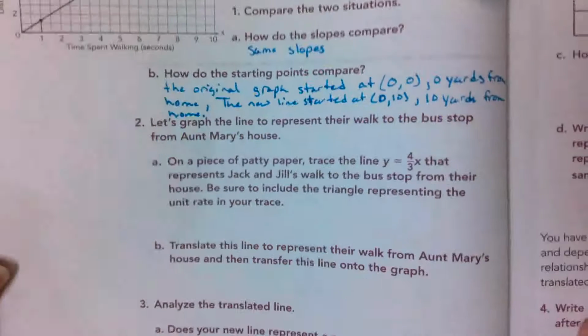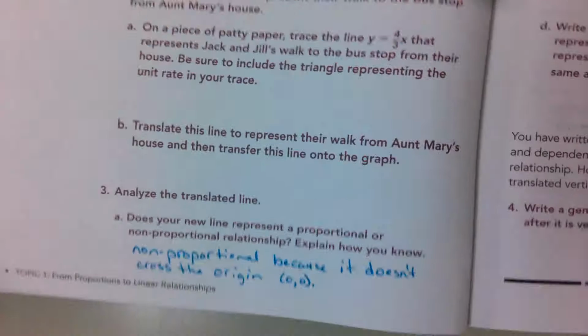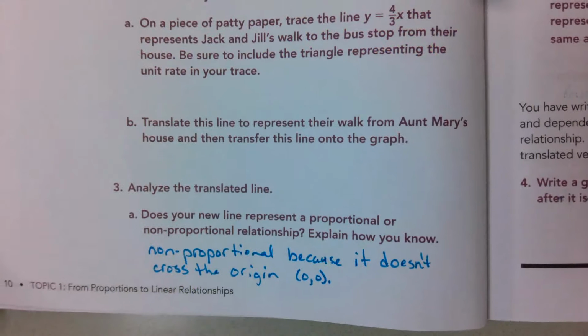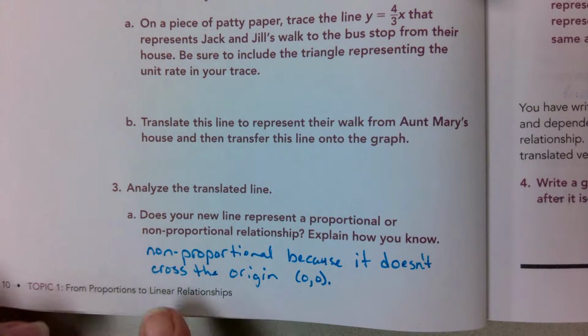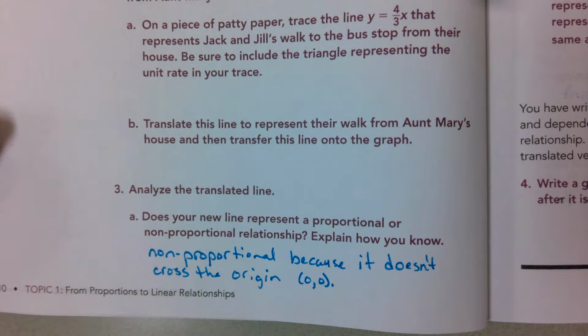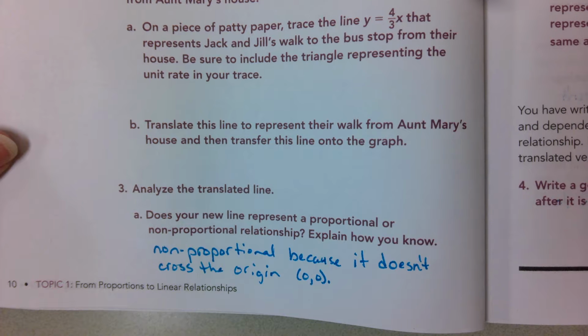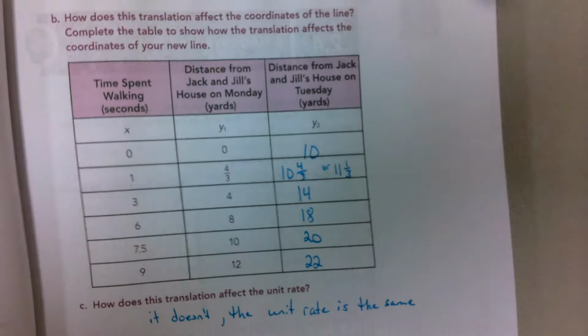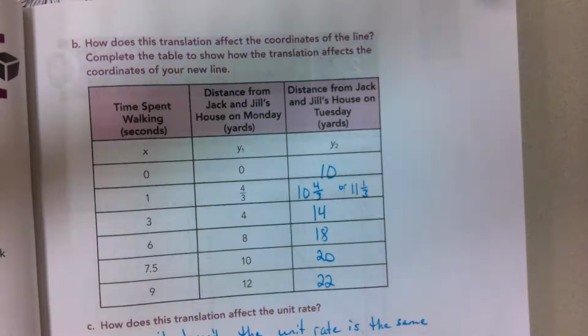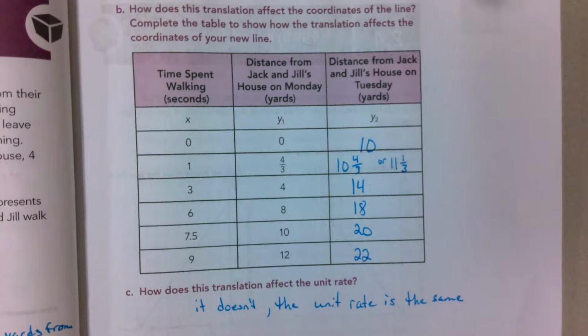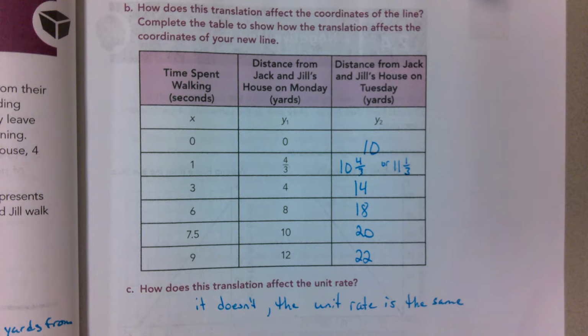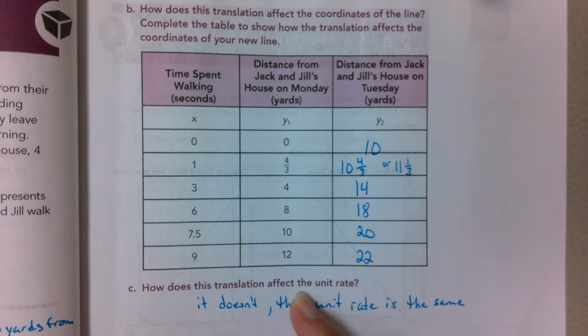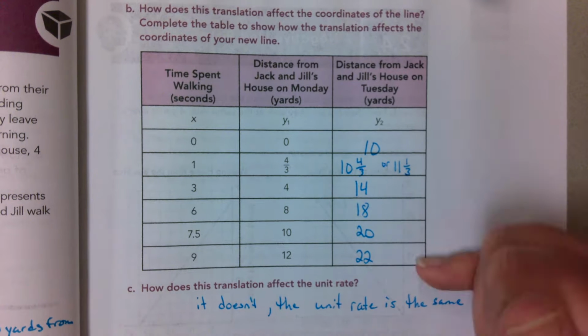The next thing I want to cover here was down here. The line I've drawn is non-proportional because it does not cross through the origin. That's how I know it's not proportional. Next, I finished up the table for that new scenario, starting from their aunt's house. Filled that in. And then, how does this translation affect the unit rate? It didn't affect my unit rate at all.